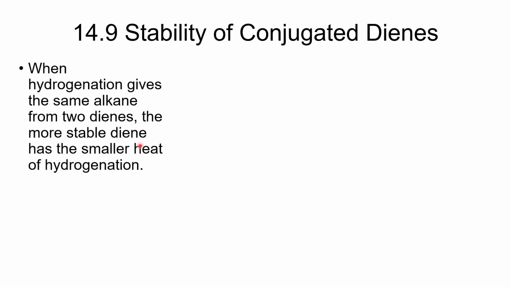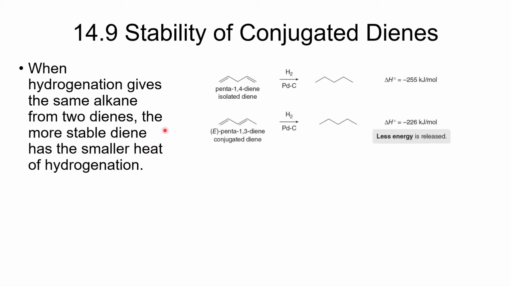We now want to look at the stability of conjugated dienes as compared to isolated dienes. We can do this by comparing the heat of hydrogenation. In other words, how much heat is given off when we hydrogenate using hydrogen with palladium on carbon as a catalyst. For the isolated diene, you'll see here that this one gives off 255 kilojoules per mole of heat.